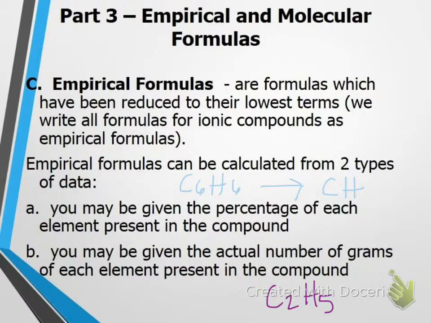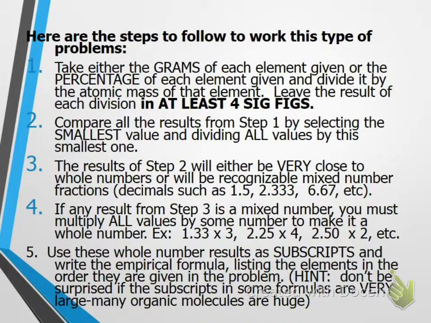So let's talk about how we're going to do that, okay? This is a lot of steps that you can read through and follow. But you're going to take the grams, if you're given grams, and divide by the molar mass to get to moles. So you have to convert everything to moles, okay? If you're given a percentage, we're going to assume 100 grams, because if something is 15% carbon and I assume 100 grams, how many grams of carbon would I have? 15. So if you're given a percentage, you always assume 100 grams, okay?